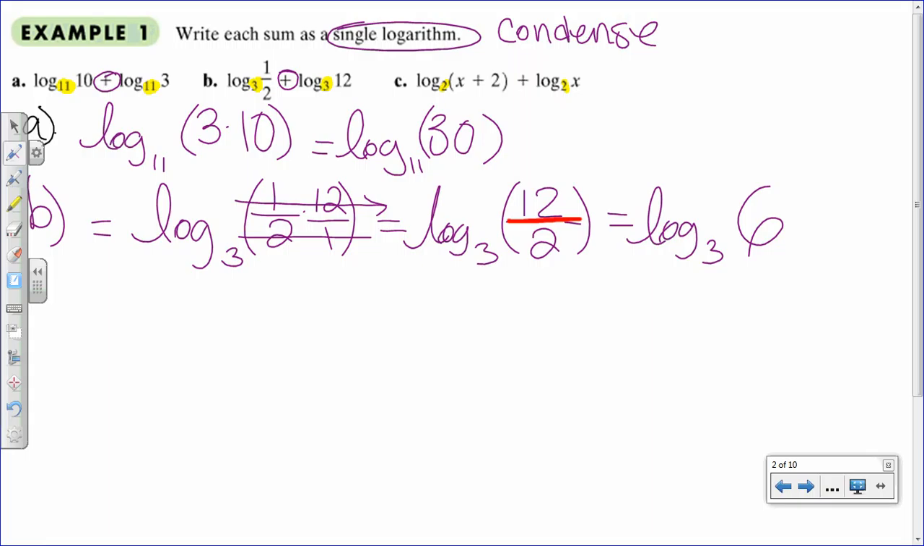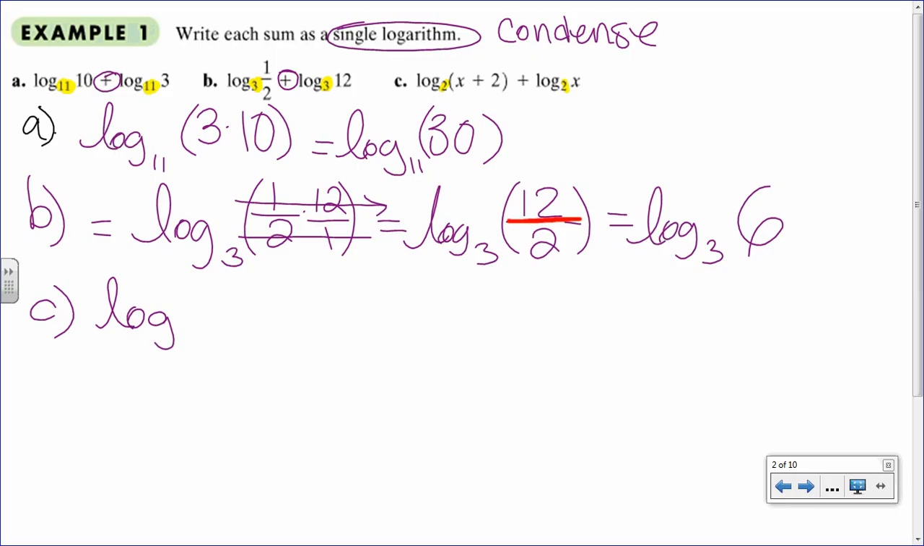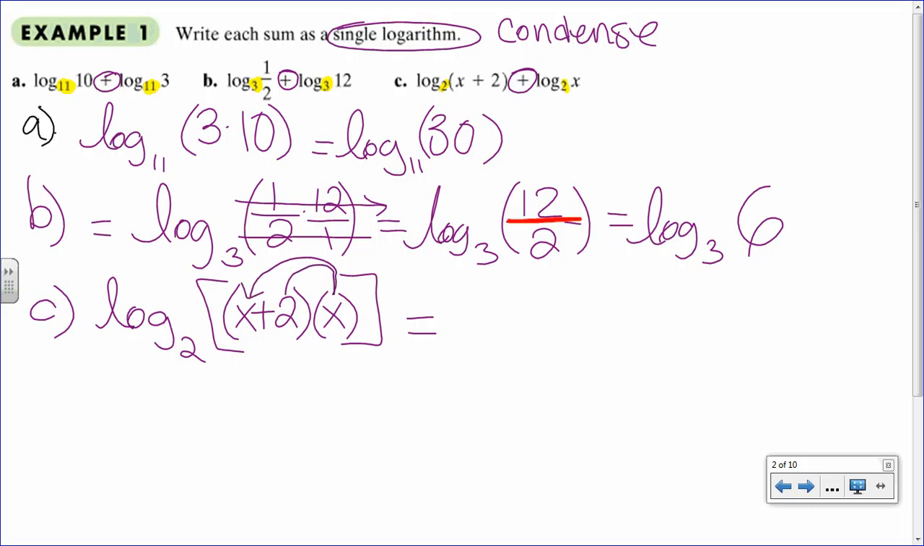Okay, next one. So again, we have the sum of two logs, right? They're adding. So we can condense them into the log of a product. And right here, I'm just going to use brackets, but you could just use parentheses again. Correct. So then we distribute, so we're going to multiply, and that will give me x squared plus 2x.